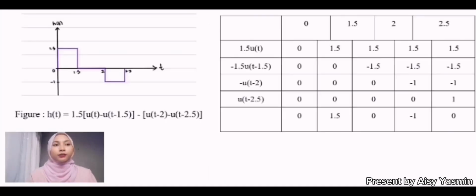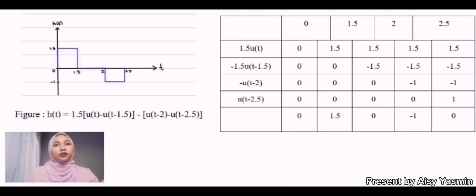So now let's analyze the system response h(t), which is given. For the first term, 1.5 times u(t) minus u(t minus 1.5): u(t) starts the signal at t equal to 0 and negative u(t minus 1.5) ends it at t equal to 1.5. This creates a rectangular pulse from t equal to 0 to t equal to 1.5 with an amplitude of 1.5. For the second term, negative u(t minus 2) minus u(t minus 2.5): u(t minus 2) starts a negative pulse at t equal to 2 and negative u(t minus 2.5) ends it at t equal to 2.5.